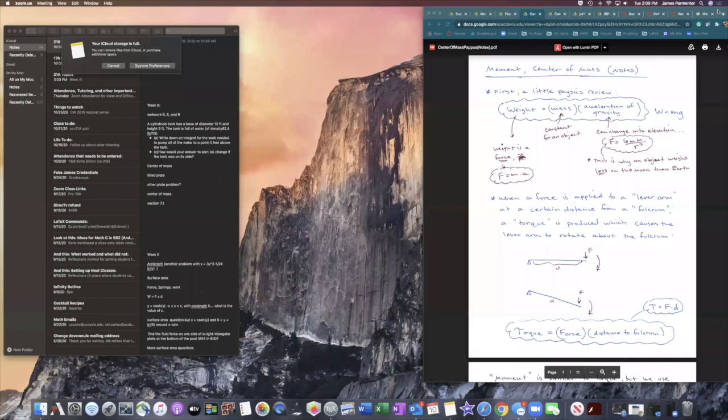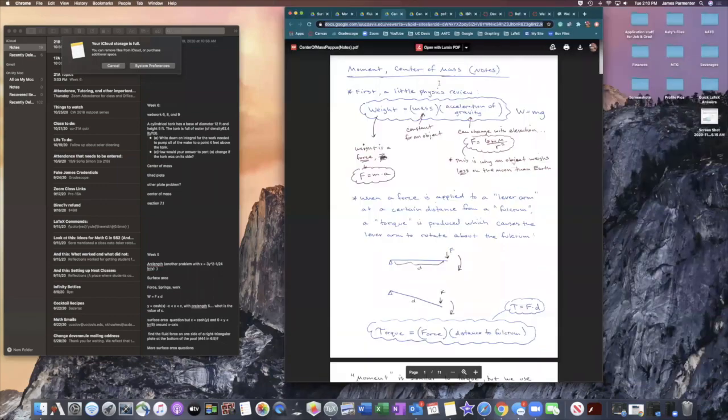So, moments and center of mass. First, and I'm mostly going to read this to you also. A little physics: weight, also known as force, is mass times the acceleration of gravity, where mass is constant for an object and doesn't change. Acceleration of gravity can change with elevation, but whatever. So weight is force, mass times acceleration.